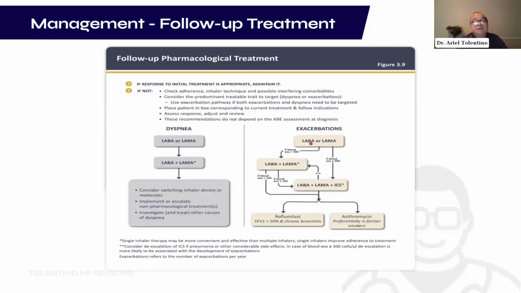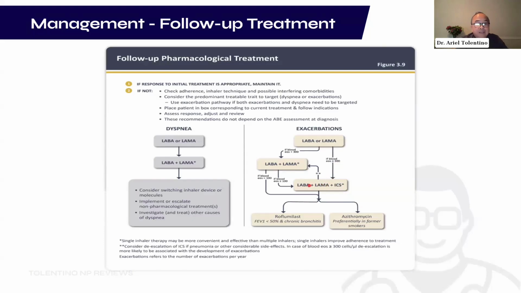Now, if the person is on a monotherapy of either LABA or LAMA, and the patient is not responding well, having exacerbations, and your eosinophil count is greater than or equal to 300, we have to escalate by adding ICS to your combination of LABA and LAMA, so you will end up having a triple therapy of LABA, LAMA, ICS. Okay, take note about that determinant for your eosinophil count.